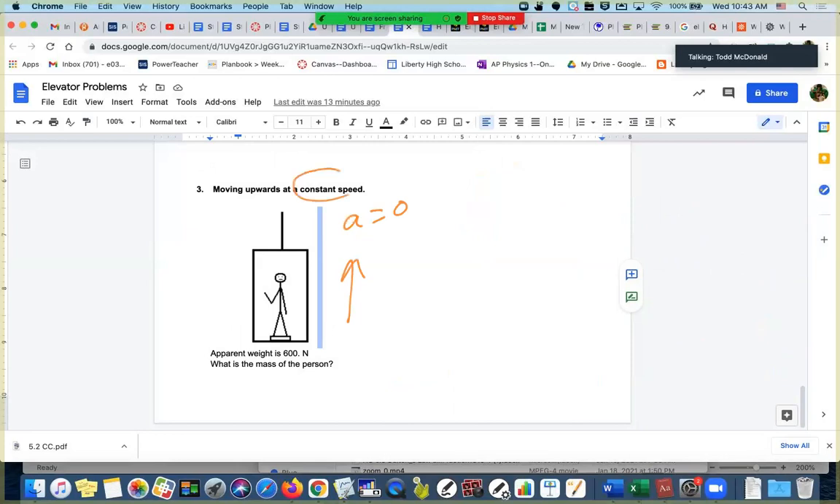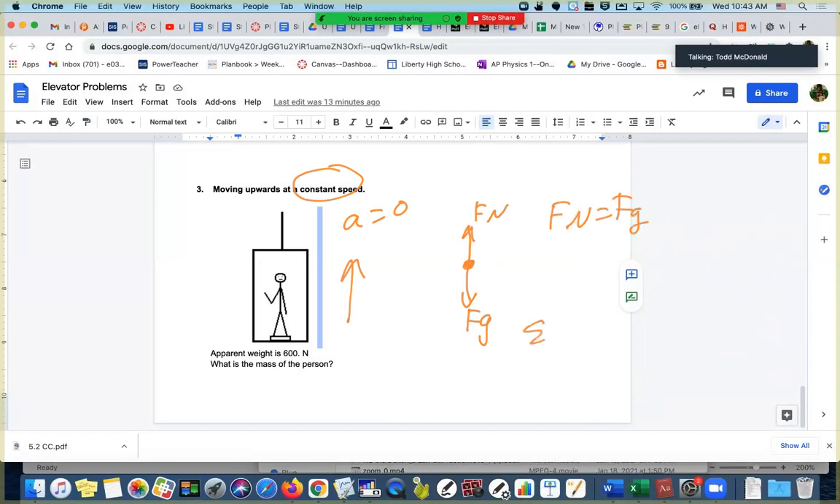Because we are moving at a constant speed. Now, this problem could have very well said moving downwards at a constant speed. You can do it exactly the same way. What that tells us, because it's a constant speed, is that our force of gravity downward is equal to our normal force upward. These two are equal. Fn is equal to Fg. And that's going to help us in this problem.